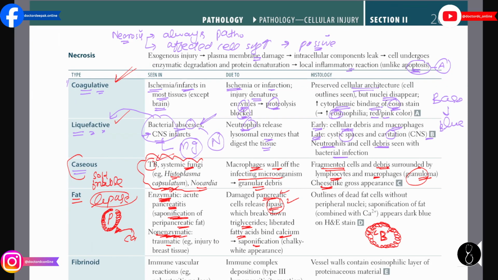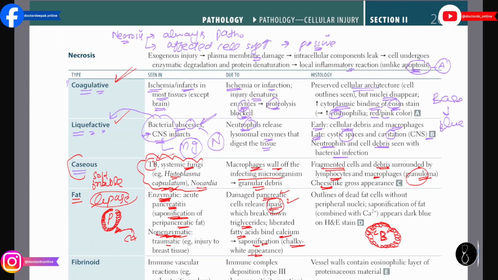You just have to understand that when the pancreas gets damaged, it releases lipase, and that lipase will break down the triglyceride into fatty acid. This fatty acid will go and bind the calcium, and this is called saponification. And when the calcium binds, it has a chalky white appearance.